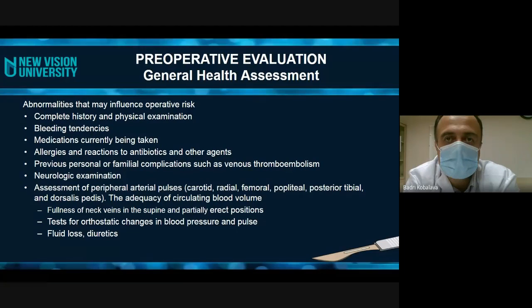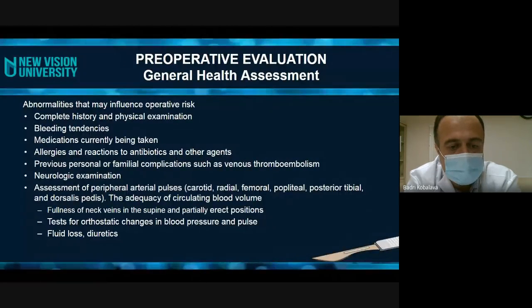Neurological examination is necessary in some patients. It depends on the surgery and also the patient's history. Assessment of peripheral arterial pulses: carotid artery, radial artery, femoral, popliteal, and so on. It's easy to estimate the circulation and atherosclerotic or other kind of damage of peripheral arteries.